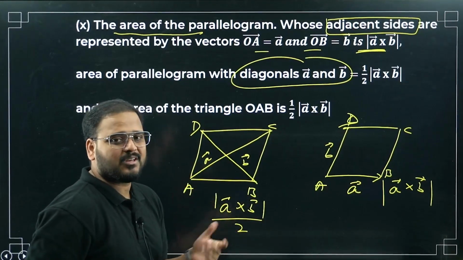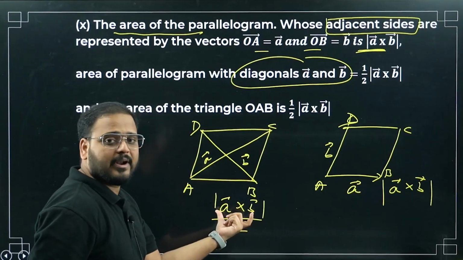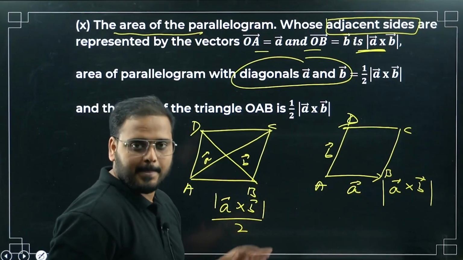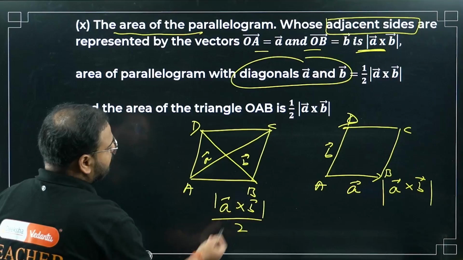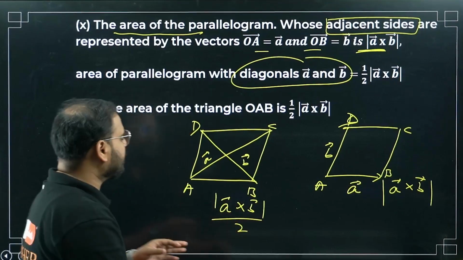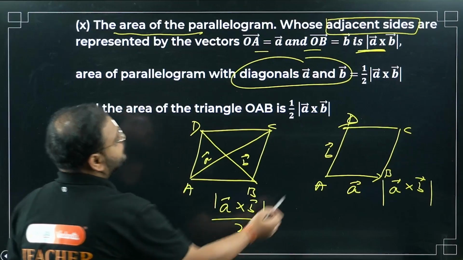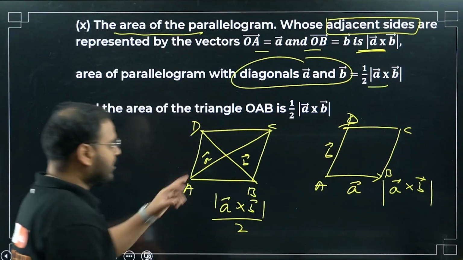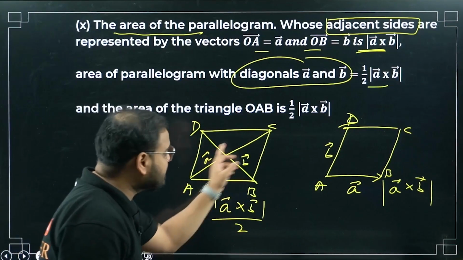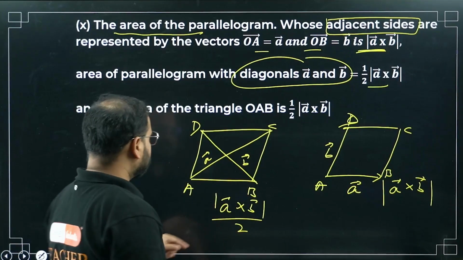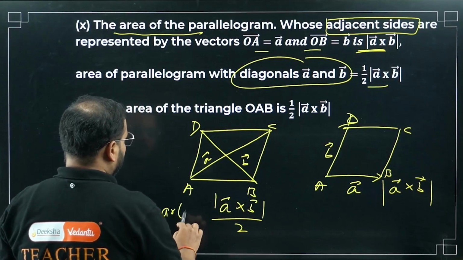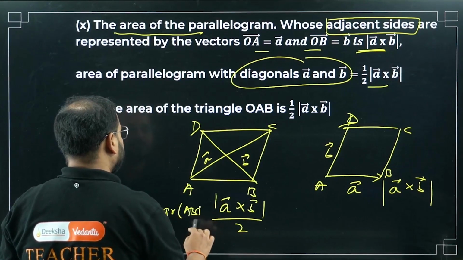A cross B or B cross A, the result will be what? The magnitude, right? You're going to square it and take the square root, so you don't have to bother about the direction sense of A cross B or B cross A. Simple enough. So magnitude of A cross B upon 2, for the parallelogram where the diagonals are known as vectors A and B. This is the area of ABCD.